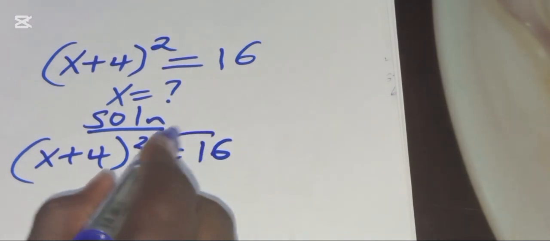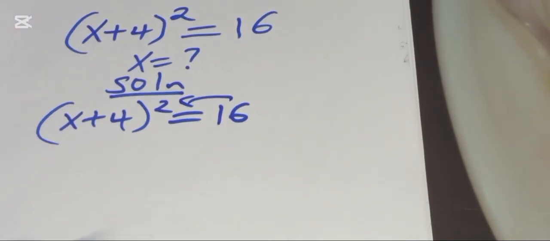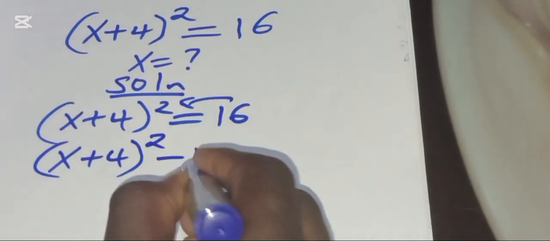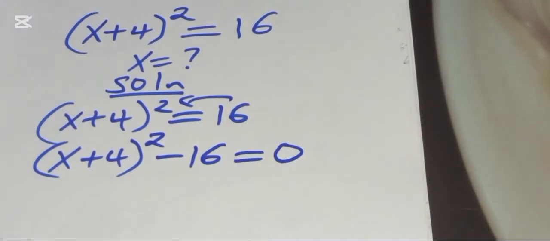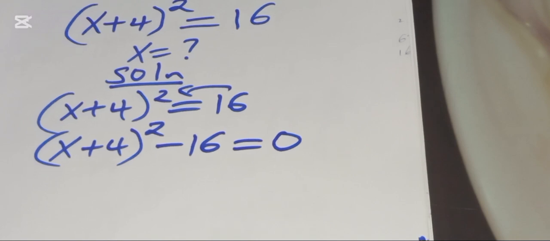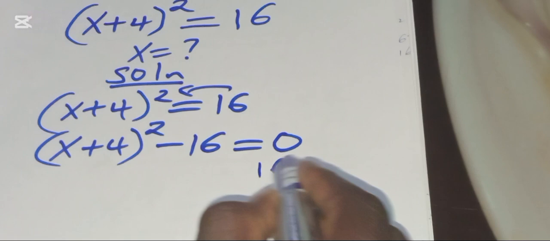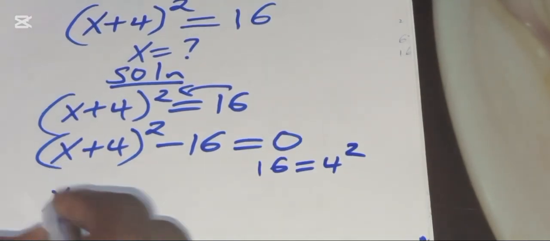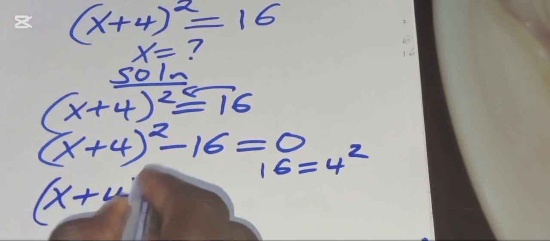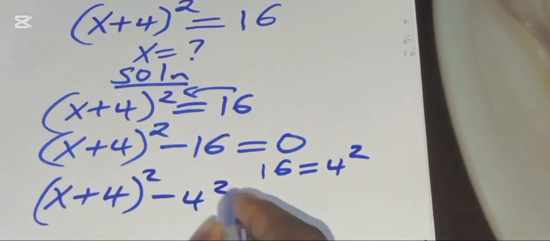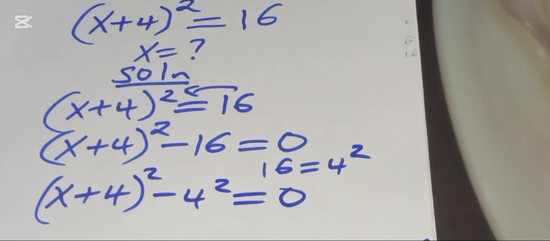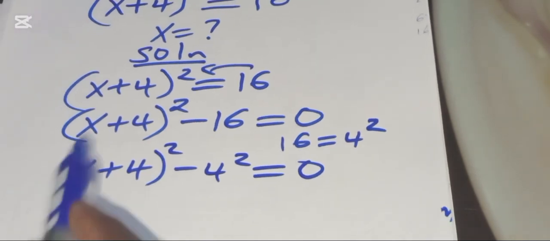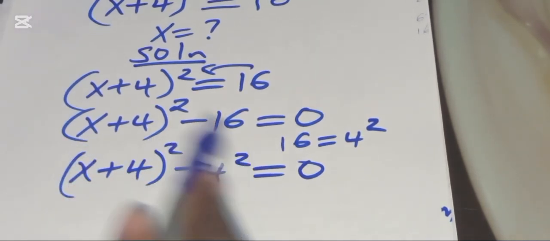So we take 16 to the left-hand side, so that we have (x + 4)^2 - 16 = 0, okay? Now, from what we have here, we can express 16 as 4^2. So this means (x + 4)^2 - 4^2 = 0, all right?